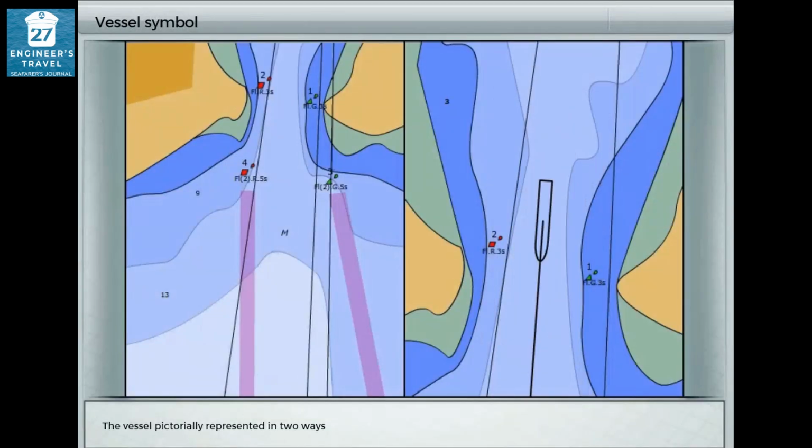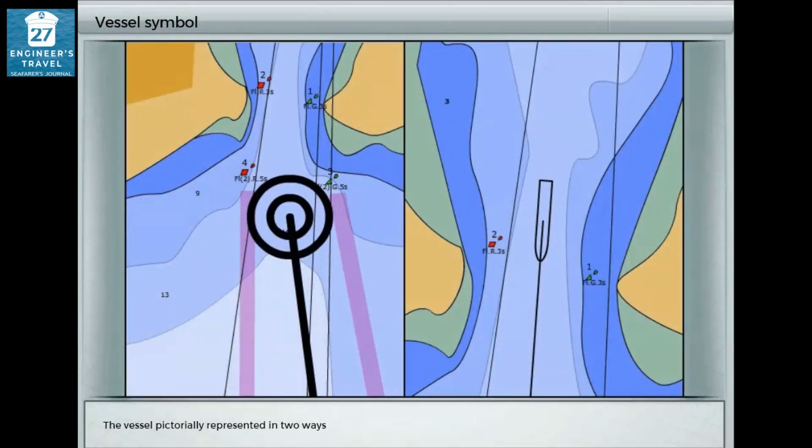On a large-scale chart, the vessel's symbol correctly represents the vessel size, and is particularly useful for observation of clearances when manoeuvring in harbours. On a small-scale chart, the outline is too small to be seen, so the ECDIS simplifies the representation and uses a circle.